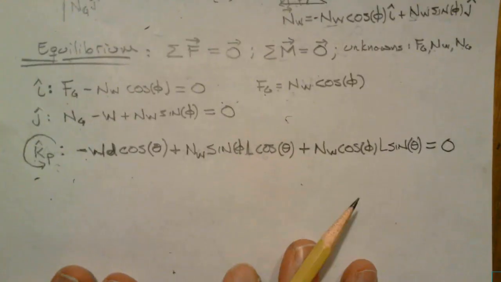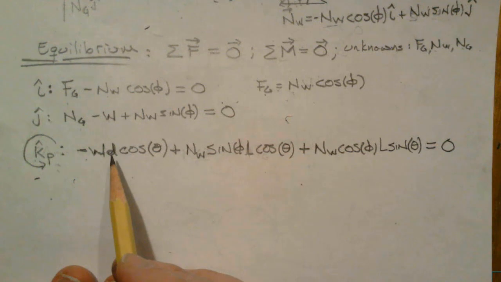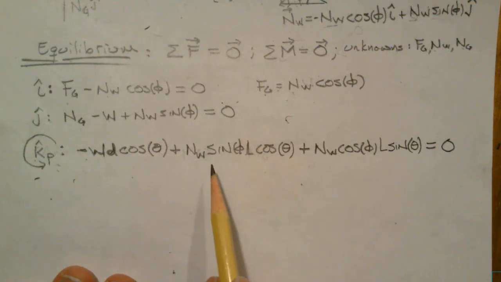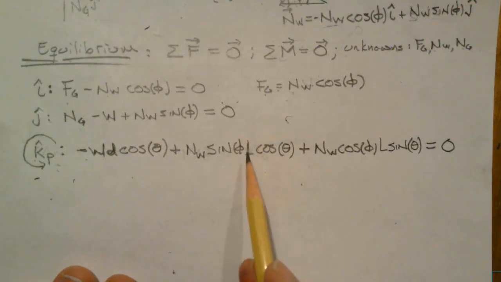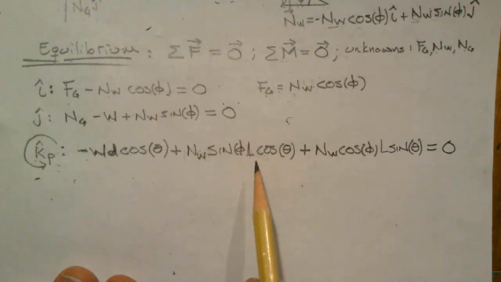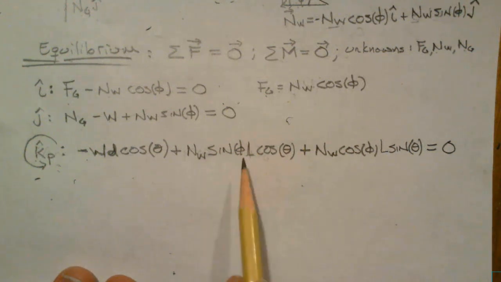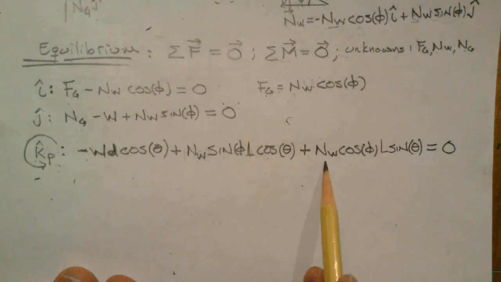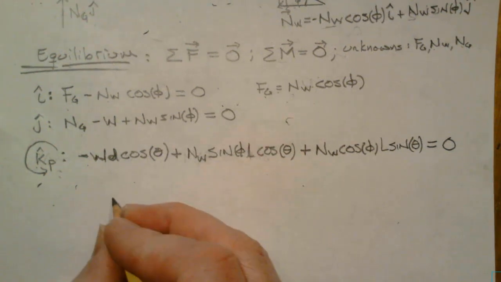And that's exactly what we see in our equations, right? W is known, D is known, theta is known, L is known. The only thing that's not known in this equation right here is the NW, right? So we can solve for that one right now.